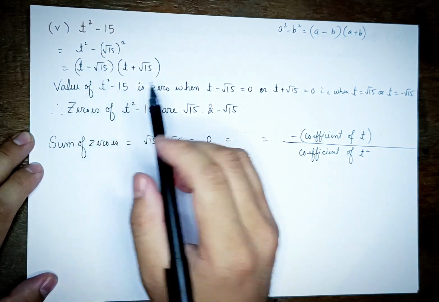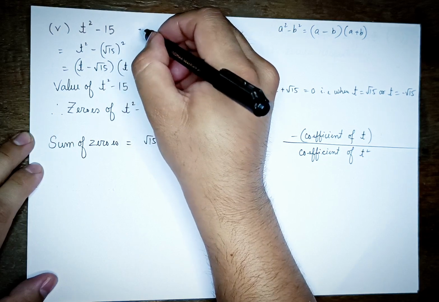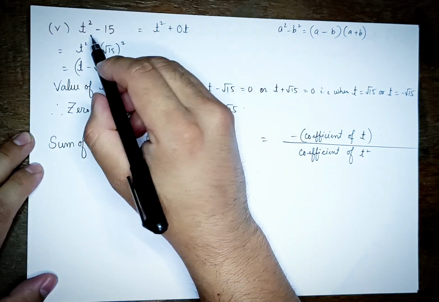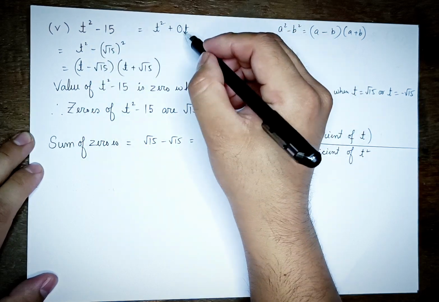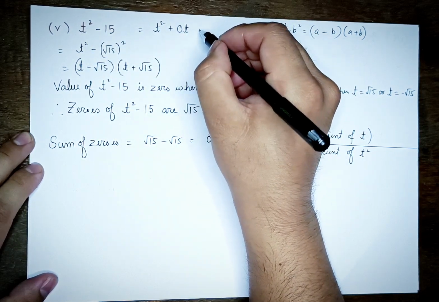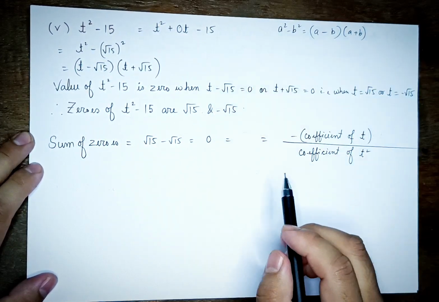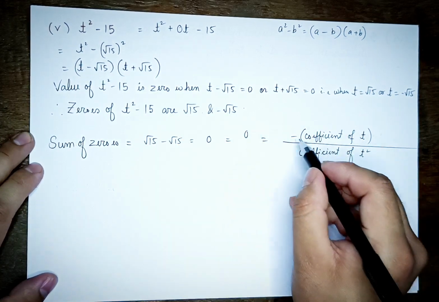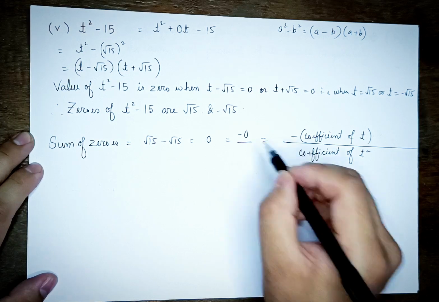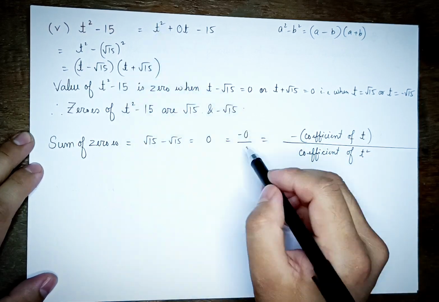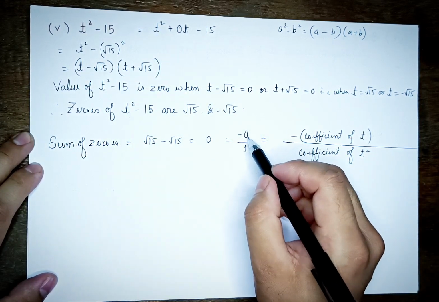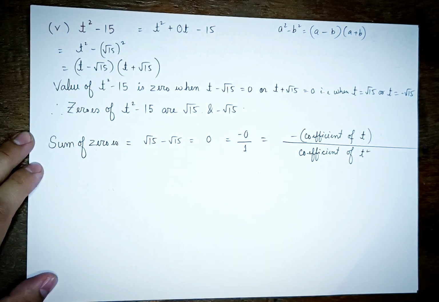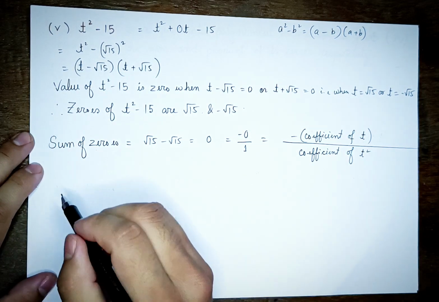We can write this as t square plus 0 into t minus 15. There is no t term, so I add 0 into t. The coefficient of t is 0, so I write minus 0 divided by coefficient of t square, which is 1. After dividing this we get 0. So 0 is equal to 0. Therefore, sum of zeros is equal to minus coefficient of t divided by coefficient of t square.